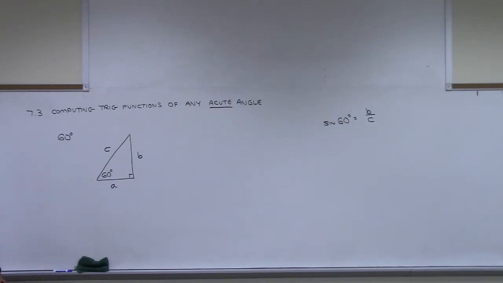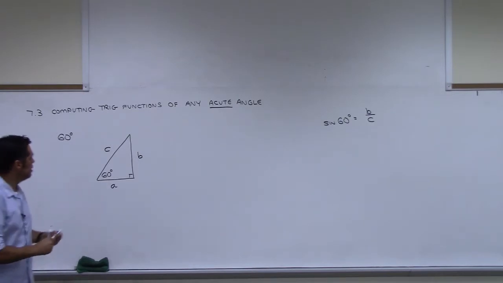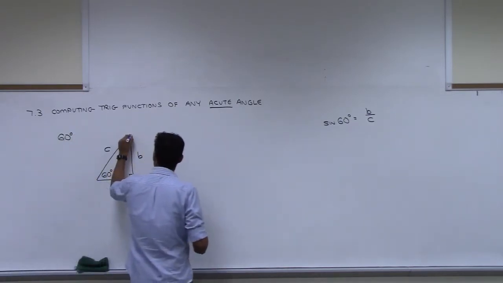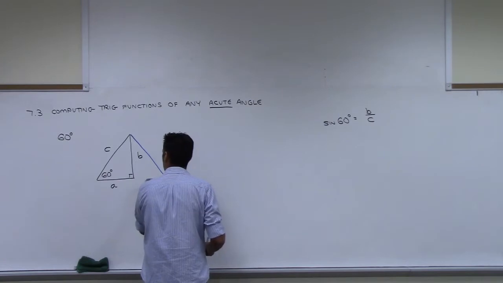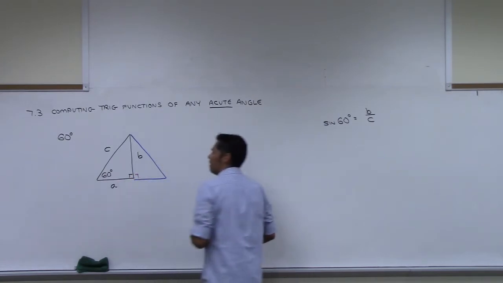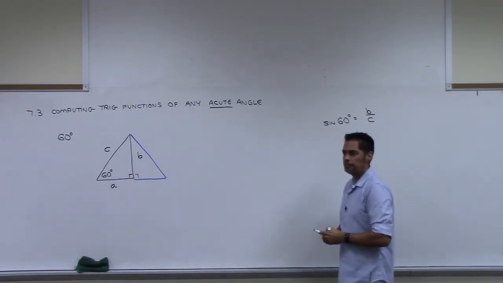It's not going to work. So here's what we do, and this is just the standard way of doing this. What we do is we draw a mirror image of this triangle like this. All right, let's draw that triangle.